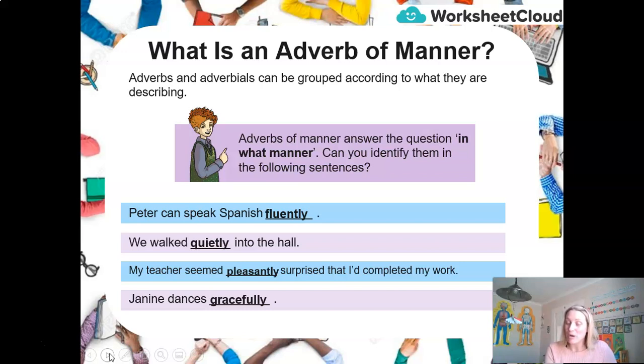Now, you might be able to pick up on a commonality between all of those adverbs. They all end in ly. Many adverbs of manner do end in ly, and that's a really good way of spotting them quickly if you ever come across them. But remember, it's not always the case, but often adverbs of manner end in ly.